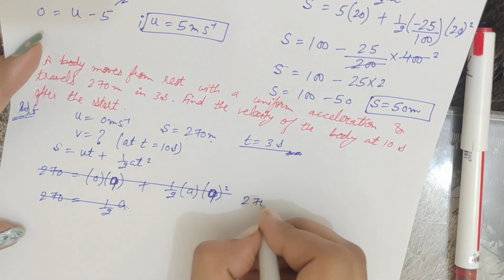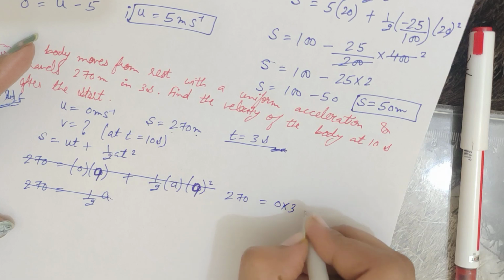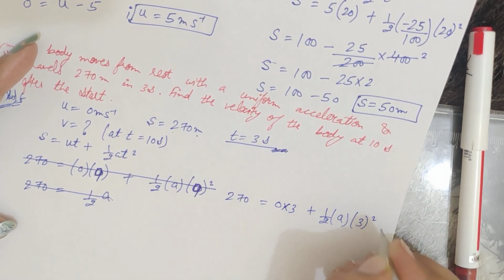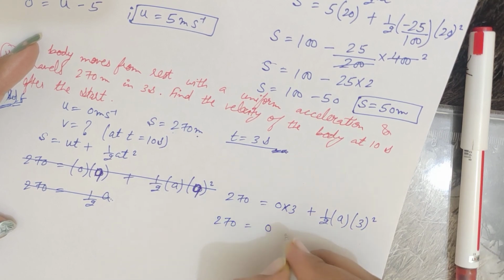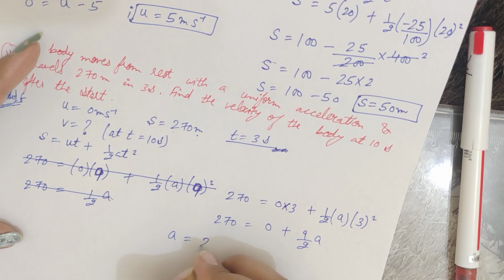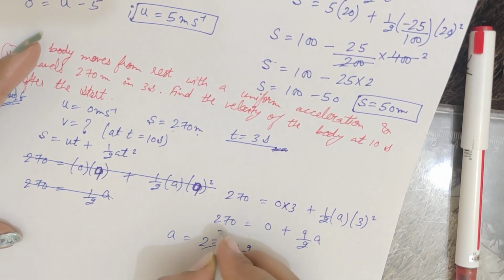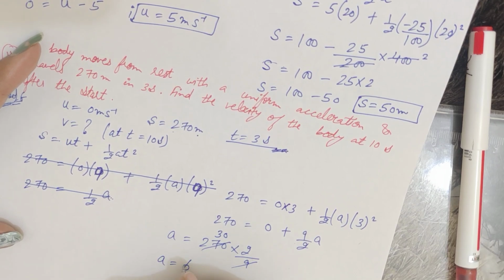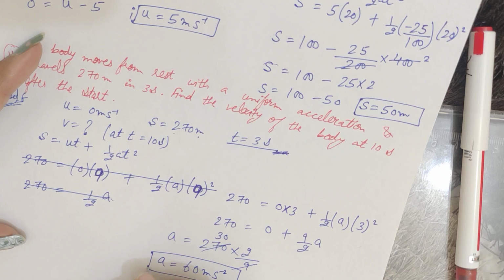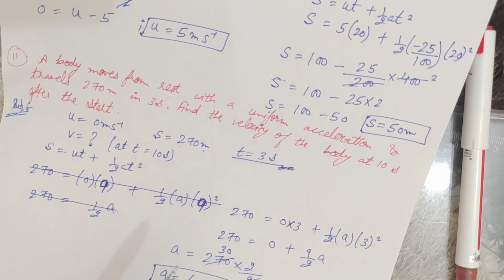So it means 270 is equal to 0 into 3 plus 1 by 2, value of a we need to find out. And this 270 is equal to 0 plus 3 3s are 9 by 2 into a. So a is equal to 270, 9 by 2, 2 by 9. So a is equal to 60 meter per second squared here. This is the value of acceleration when the distance covered is 270 and the time is 3 seconds.